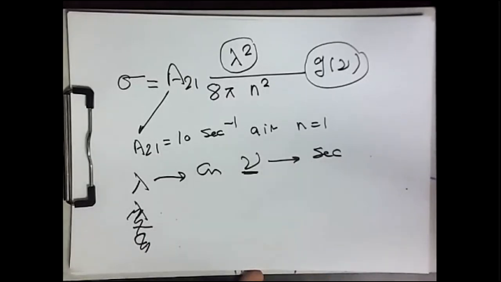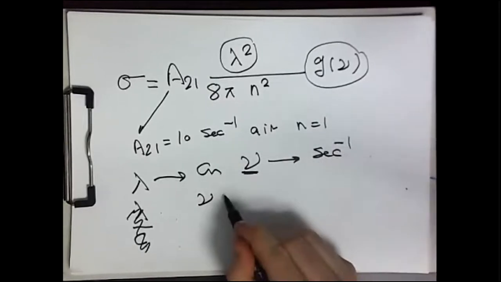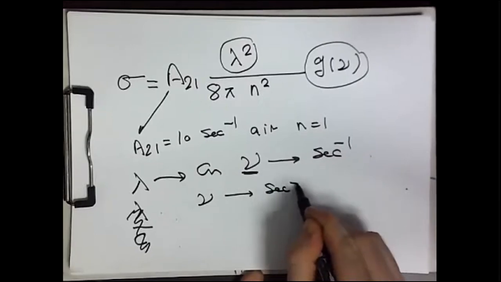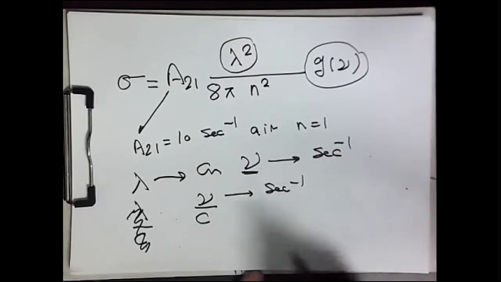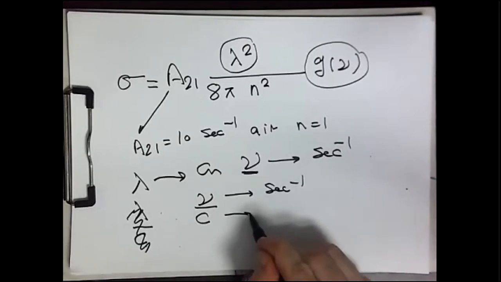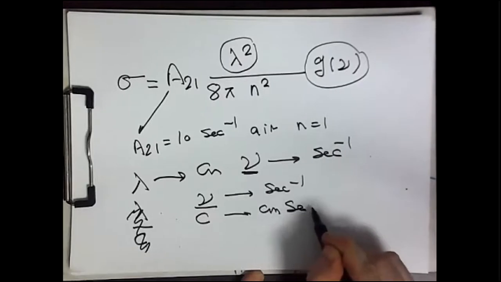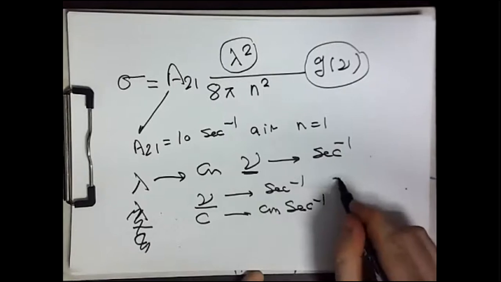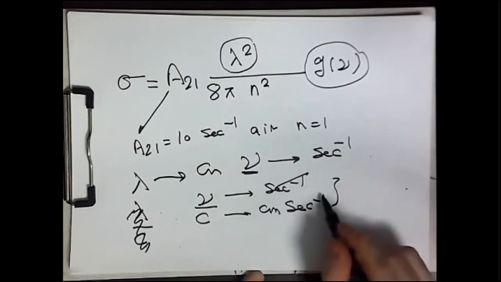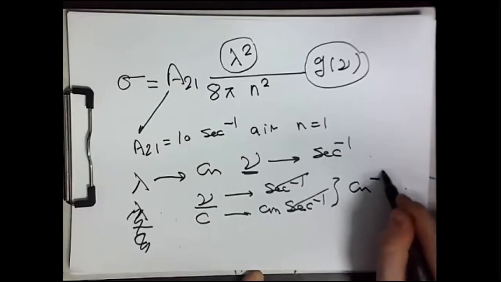If you normalize the frequency, so you have mu, which is second minus one, and then you divide mu over c, which is the speed of light, of course, which is centimeter per second. So the output unit will be second minus one over second minus one, which cancels, and 1 over centimeter will be centimeter minus one.